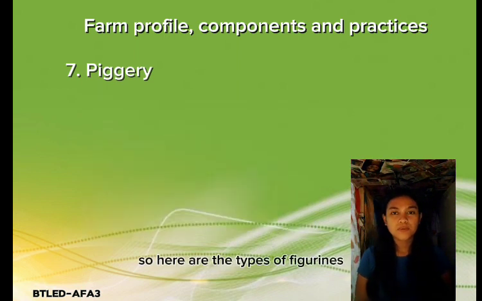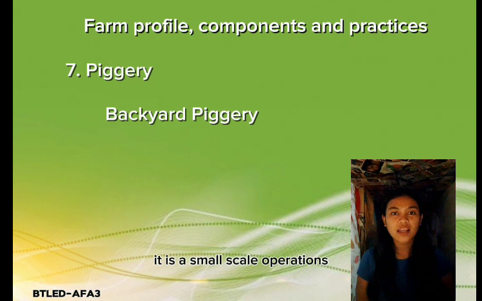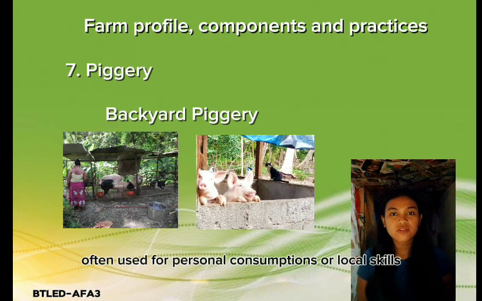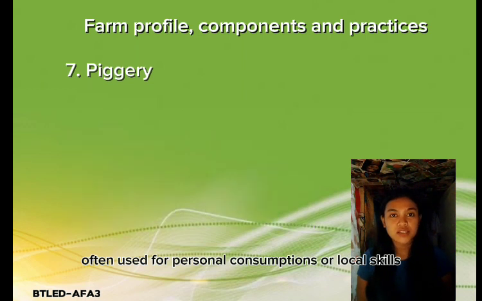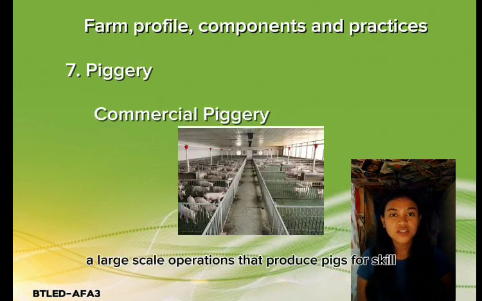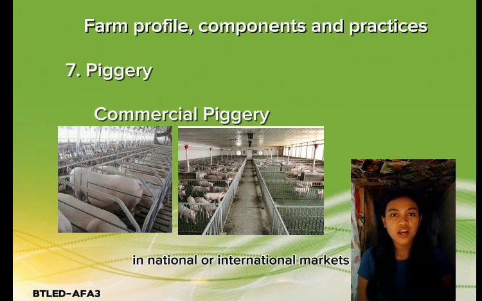Here are the types of piggeries. The first is the backyard piggery. When we say backyard piggery, it is a small-scale operation typically found in rural areas, often used for personal consumption or local sales. Number 2 is commercial piggery, a large-scale operation that produces pigs for sale in national or international markets.